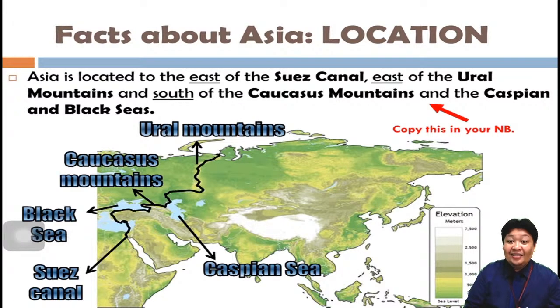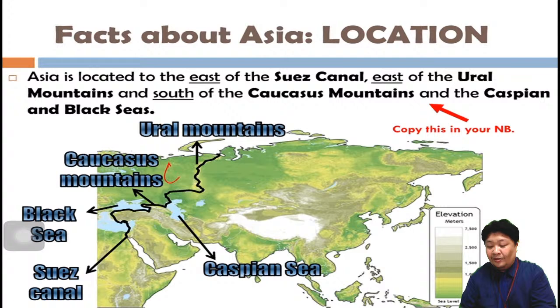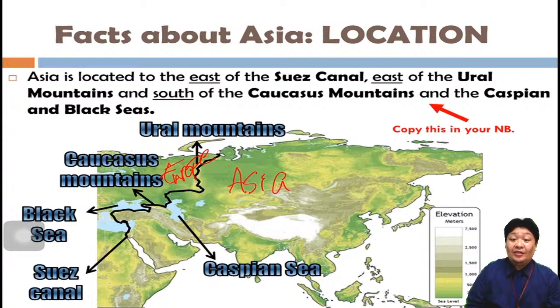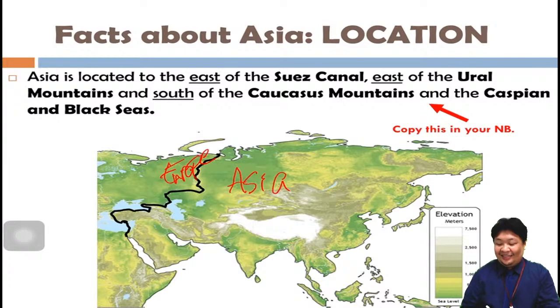Look at it. You see the line that separates Europe and Asia? On the western part is Europe. This one is Europe. And on the eastern part is Asia. So this line separates these two continents. Again, Ural Mountains, Caucasus Mountains, Black Sea, Suez Canal, and Caspian Sea. Okay? Next.